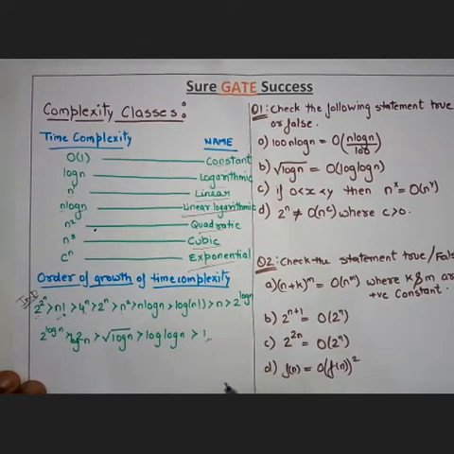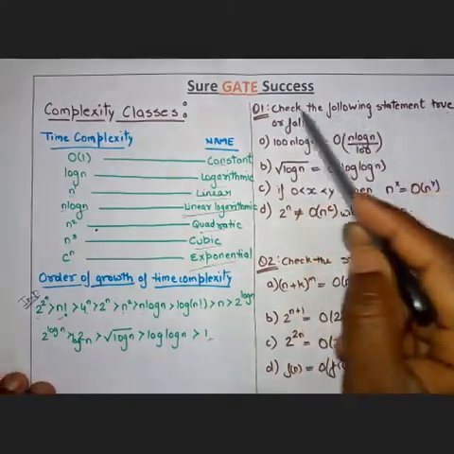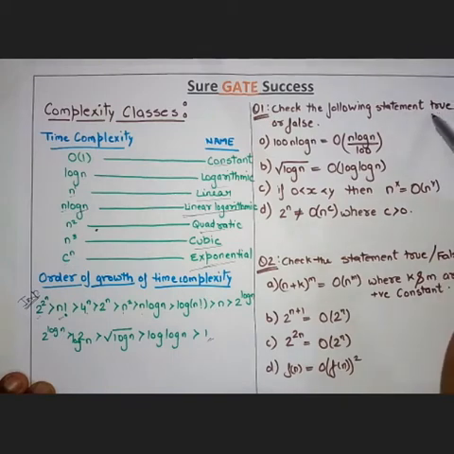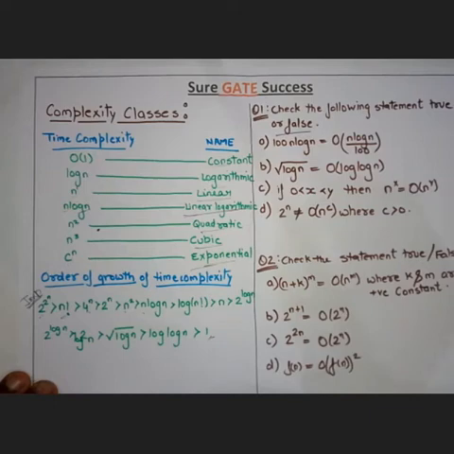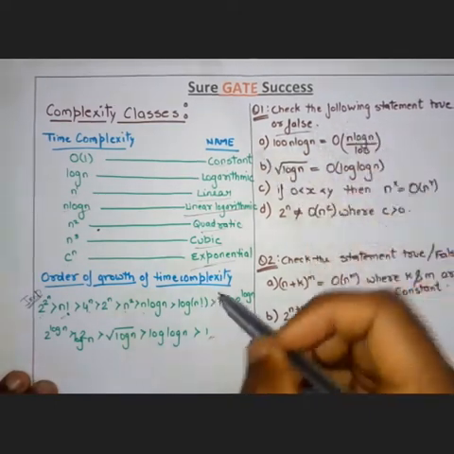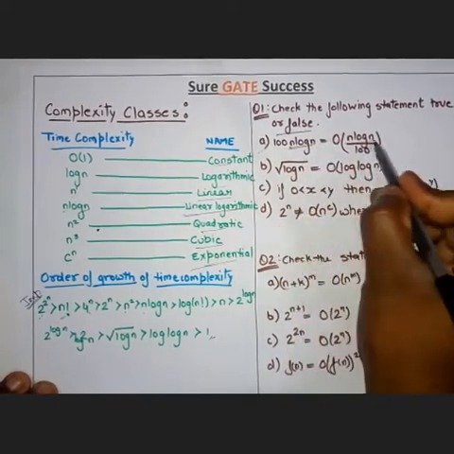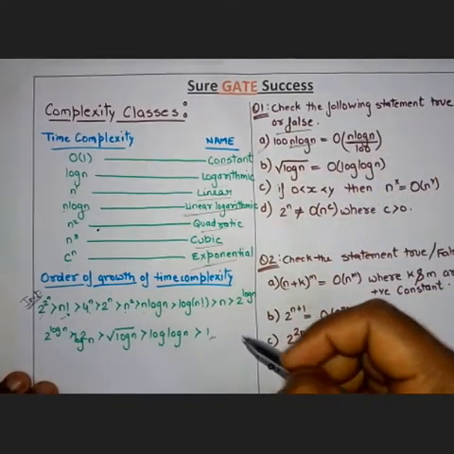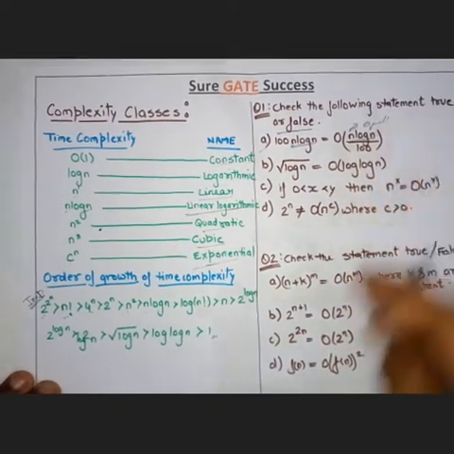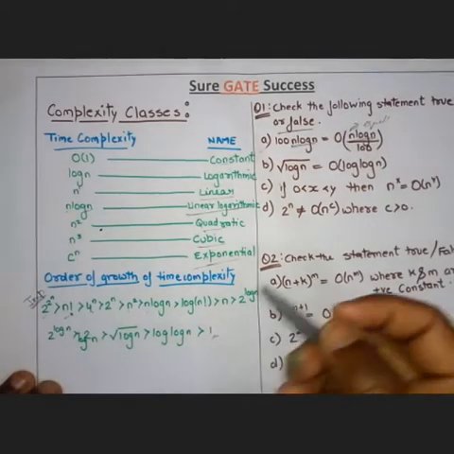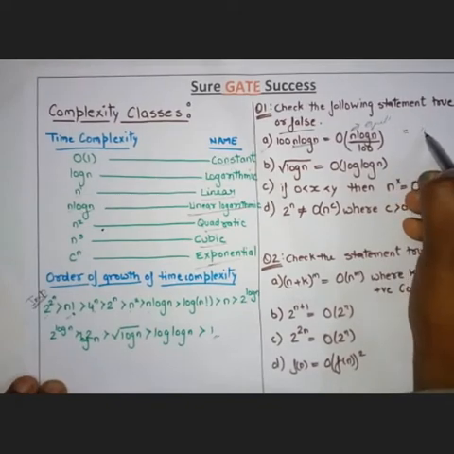Let's understand these with the example of a few questions. In question number 1, we have to check which of the following statements is true or false. For understanding true or false, let us start with option A. In option A, we are clearly seeing that n log n is the same. So we can say that it is equal. Asymptotically, these are equal.